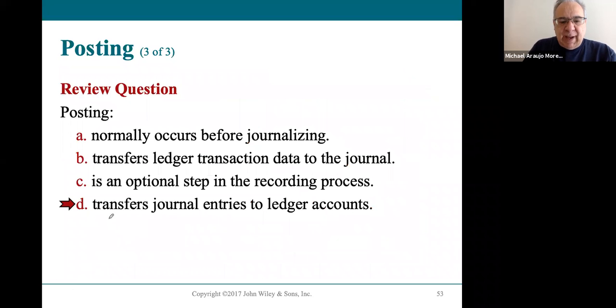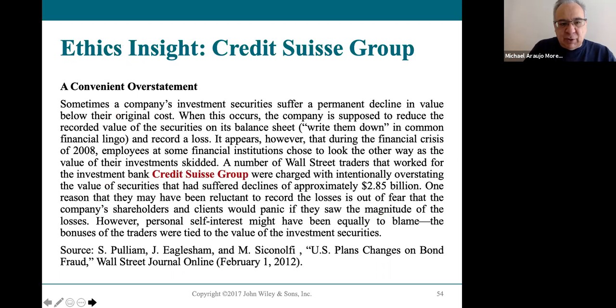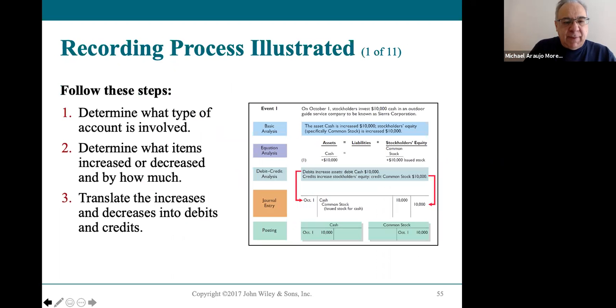Okay. So again, posting is simply transferring the numbers from the journal into the specific account in the ledger. Not only would you do that debit to cash and post that in the cash account in the ledger, you'd have to also post that credit to common stock in the ledger as well, to its specific account, because it'll have its own thing.